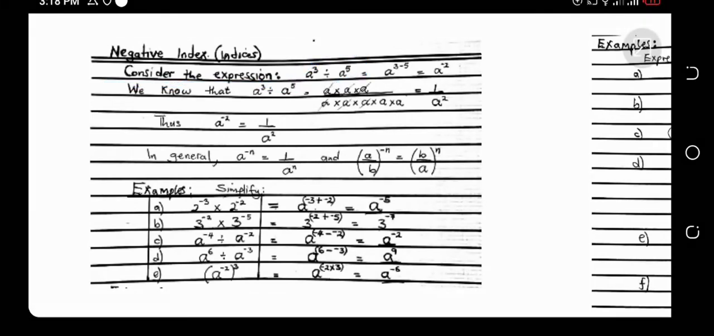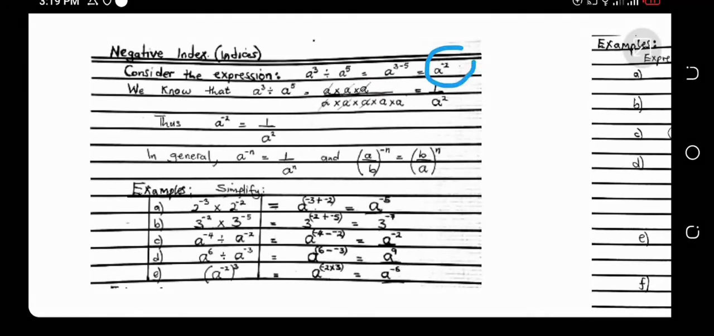Using the laws of indices, it leads us to this. When we simplify it, that is a to power 3 minus 5. 3 is the power on the numerator and 5 is the power on the denominator, giving our answer as a to power negative 2.